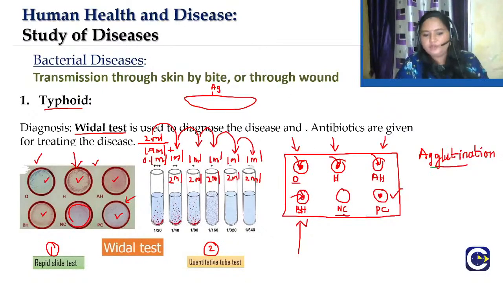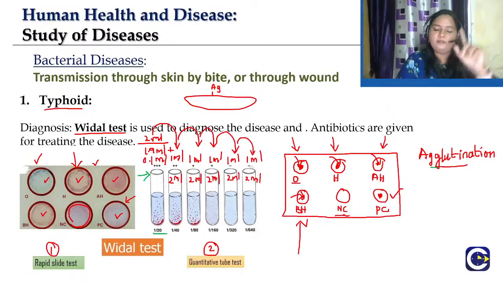So now coming back to quantitative tube test. As I said, in the first tube, I have taken 1.9 ml of saline water and 0.1 ml of the serum sample, that makes it up to 2 ml. And I'm going to transfer 1 ml to each subsequent tube, which contained 1 ml of saline water each. Now, as you see, the dilution has been increased by 20 times.